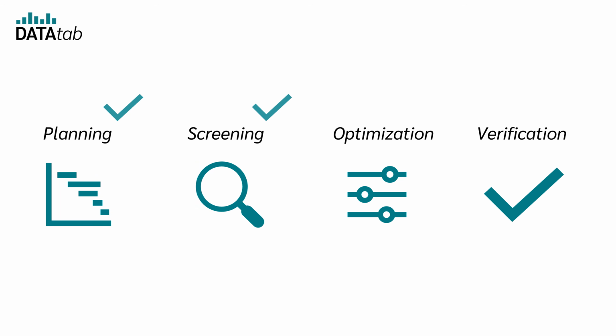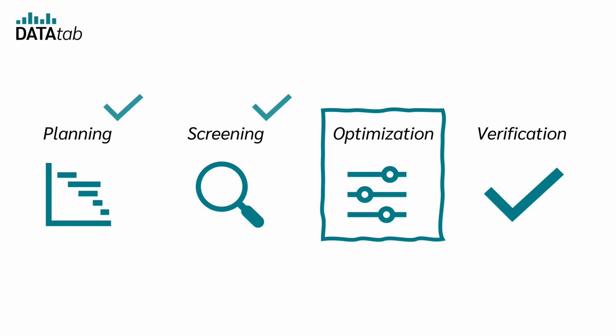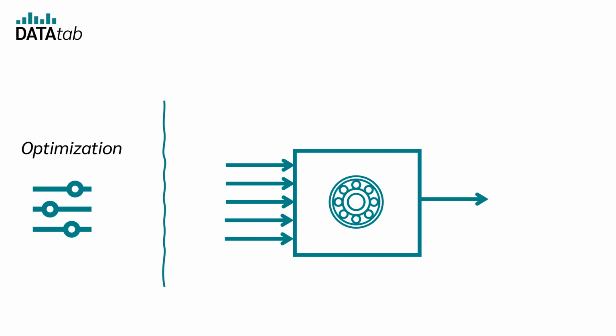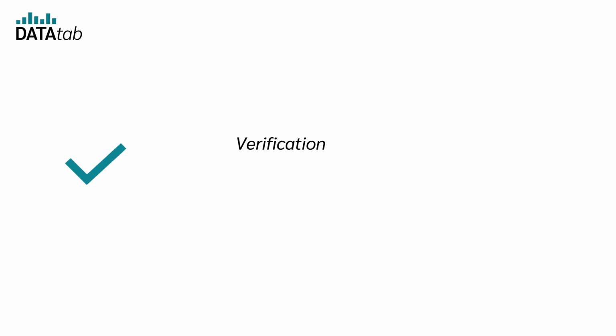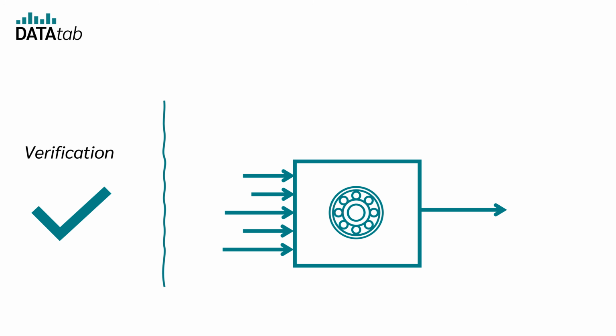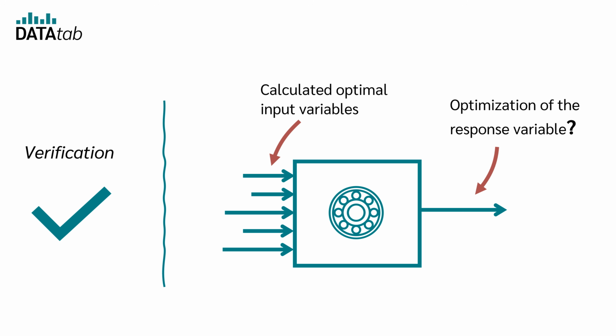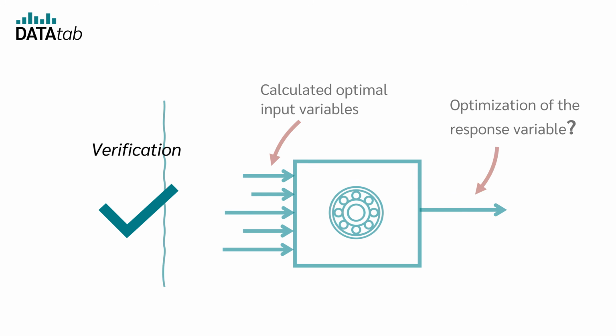Once the significant factors have been identified using screening designs, and hopefully the number of factors has been reduced, further experiments can now be conducted. The data obtained can then be used to create a regression model, which helps to determine the input variables in such a way that the response variable is optimized. After optimization comes the final step, verification. This involves checking once again whether the calculated optimal input variables really have the desired influence on the response variable.